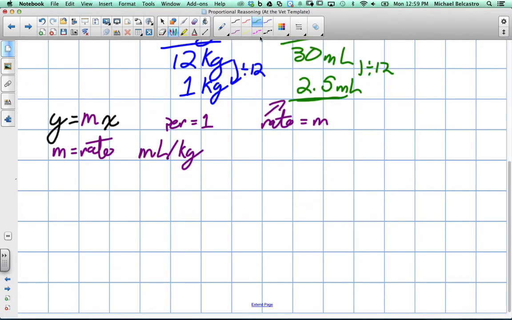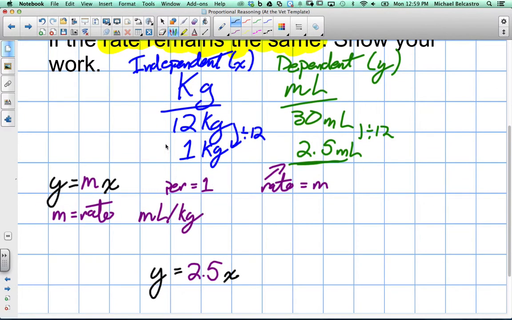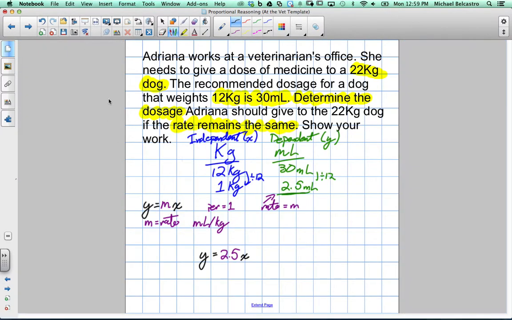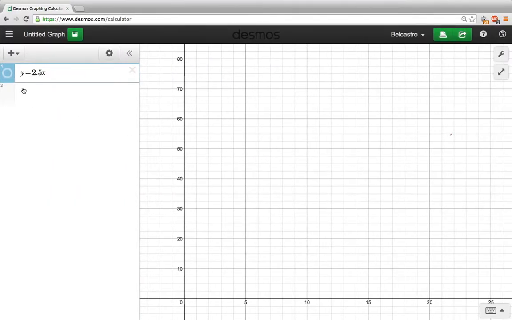We can set up our equation very quickly. That means y, this is our dependent, is equal to 2.5, that's our rate, per, times our x, which is kilograms. So for every 1 kilogram, we get 2.5 milliliters of our medication. So now that we have that, we're going to put this into our graphing software. You'll see I put the values in here, y equals 2.5x, and we're going to turn it on. So here's our line.